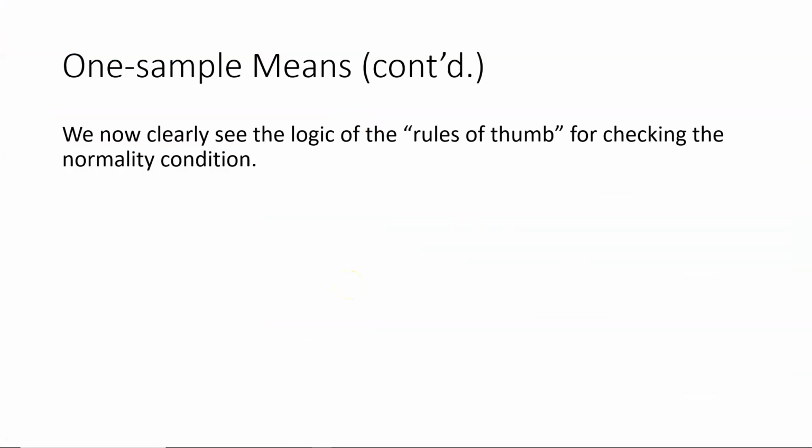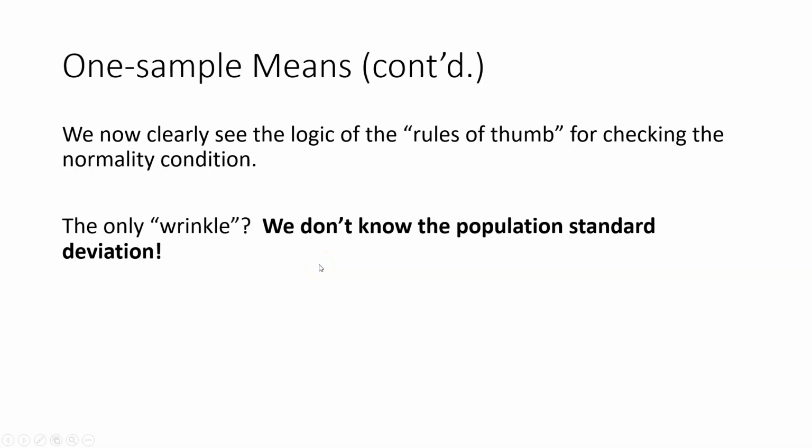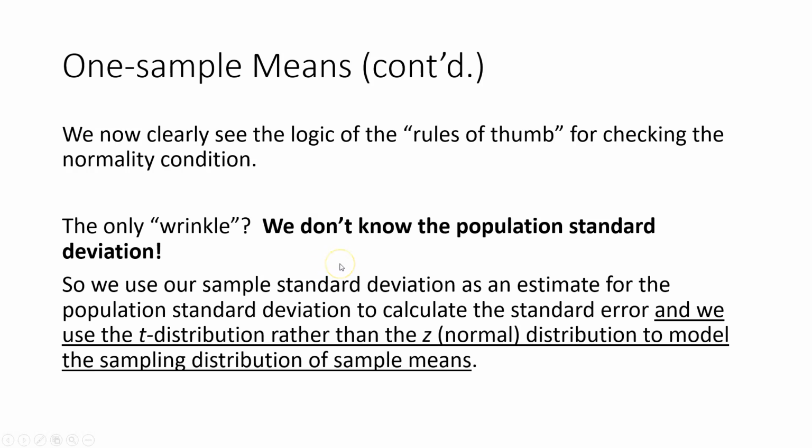From the Art of Stats website, we now clearly see the logic of the rules of thumb for checking the normality condition. However, for being able to use the central limit theorem, there is still one remaining wrinkle. We don't know the population standard deviation. So we use our sample standard deviation as an estimate for the population standard deviation to calculate the standard error. And we also use what is known as the t-distribution rather than the z, or normal distribution, to model the sampling distribution of sample means. And that concludes this presentation.